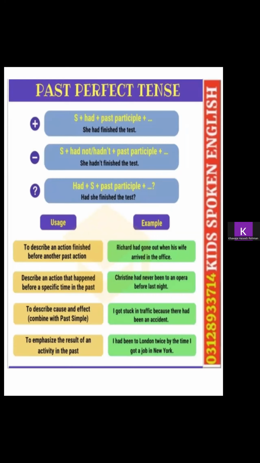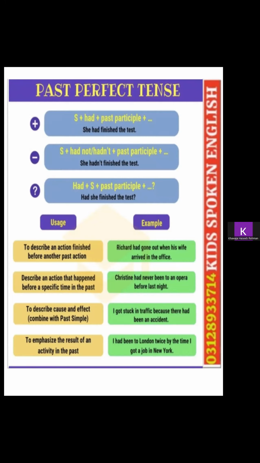So it means to describe an action finished before another past action. Richard had gone out when his wife arrived in the office. It means जब उनकी wife office पहुंची उससे पहले ही Richard जा चुके थे. जो past का जो past है वो past perfect tense है. For that we have to use past perfect tense. Richard had gone out, ये पहले का काम है. And when his wife arrived in the office, ये बाद में काम हुआ. So बाद वाले काम में हम सिर्फ past indefinite tense use करेंगे.